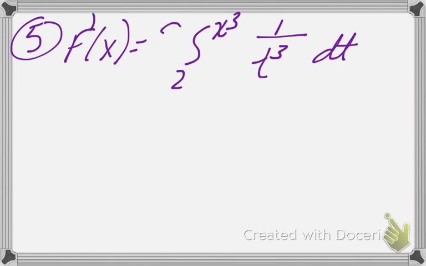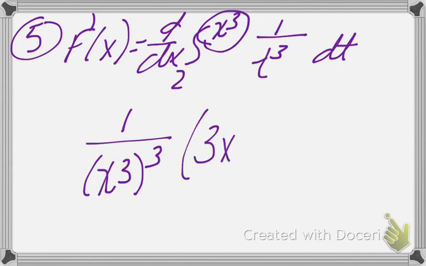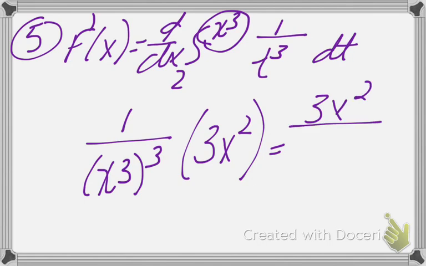Okay, take the derivative of both sides. So we're just going to rewrite it. So we have 1 over t cubed. I'm just going to put parentheses instead of the t, and I'm going to put the x cubed in there. And don't forget, I need to multiply whatever that's going to be times the derivative of the x cubed, which is 3x squared. So this will give me 3x squared over x cubed to the third. When it's an exponent to an exponent, we multiply that.